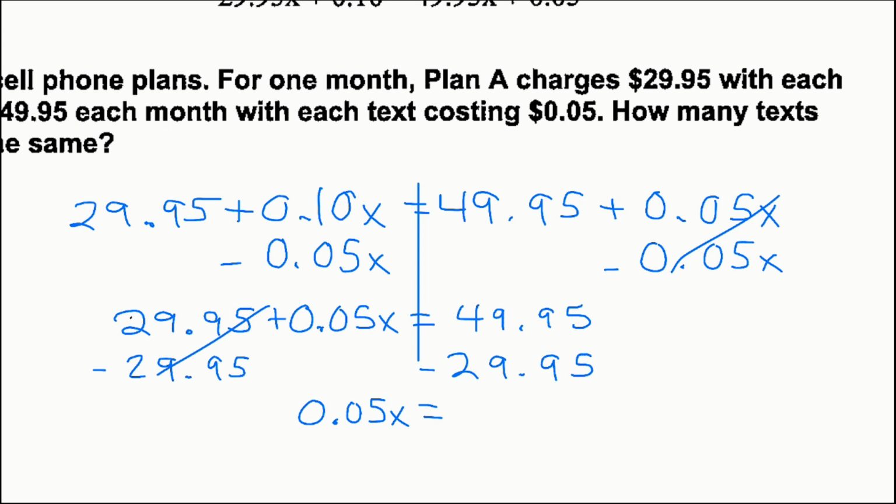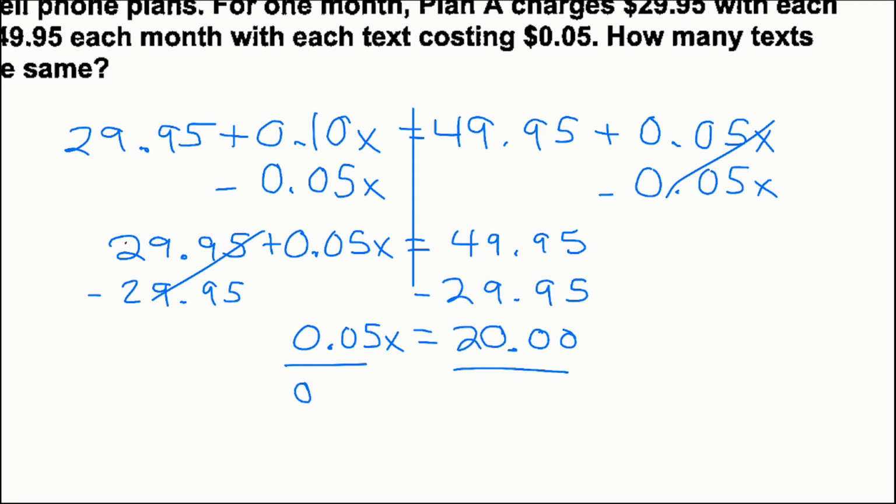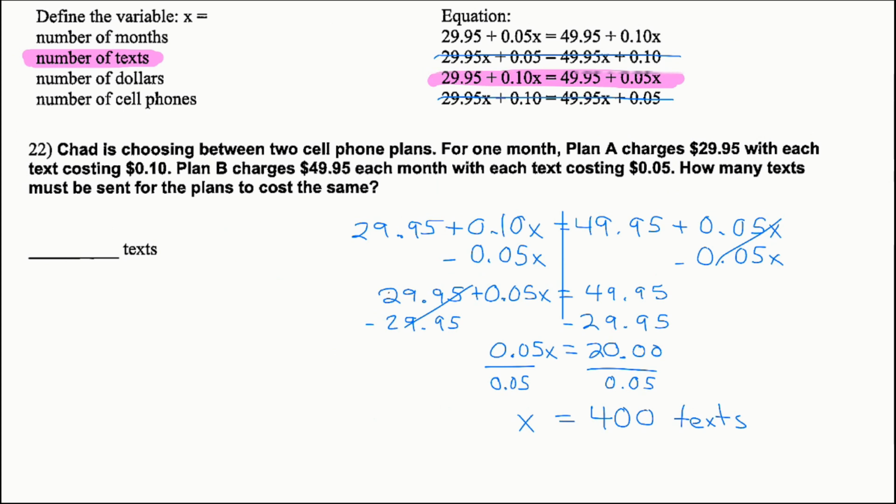0.05x equals, well, let's see, 20. I think it's just 20. 20.00 if you want. Divide both sides by 0.05, and x equals 20 divided by 0.05. Oh, that's not it. 20 divided by 0.05. There we go. It gave me like some thousands number. I'm like, I don't think that's it. So it should be 400 texts if you do your math correctly on that. So 400 texts, and then both of the plans will be equal.